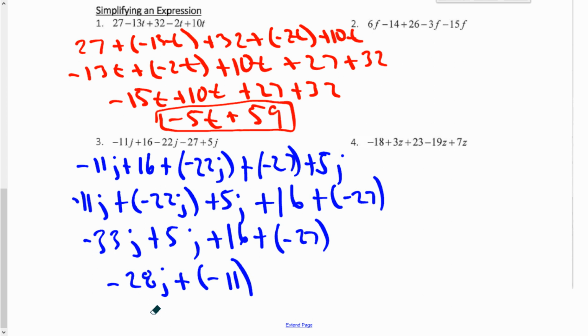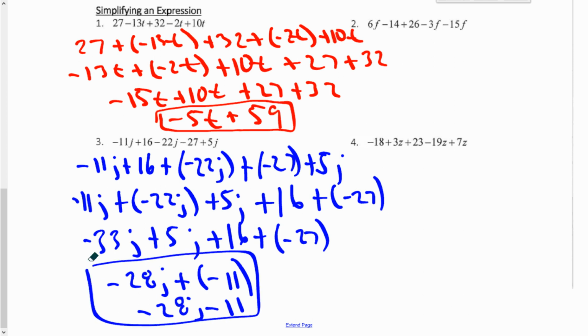So I could write it like this. I could also write it negative 28j minus 11. Either way, those mean the exact same thing. Now, if you had any trouble adding these like terms together, like if you had any trouble at this step or this step, just let your teacher know and we can review with you how to add and subtract integers. All right, 2 and 4 are there for you to try. If you need any help, just ask.